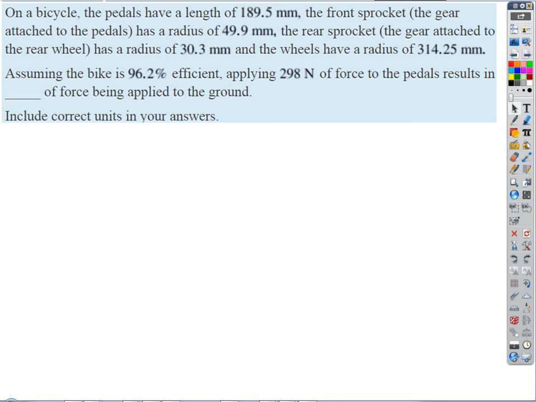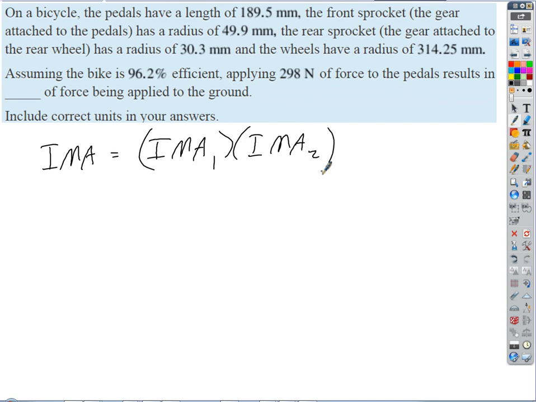So this is just going to be a case where we could do actual mechanical advantage divided by ideal or theoretical mechanical advantage equals 0.962, right? Okay, so how are we going to get the ideal mechanical advantage? If there are two simple machines joined in a compound machine, then the IMA is just going to equal the ideal mechanical advantage of the first machine times the ideal mechanical advantage of the second machine, right?